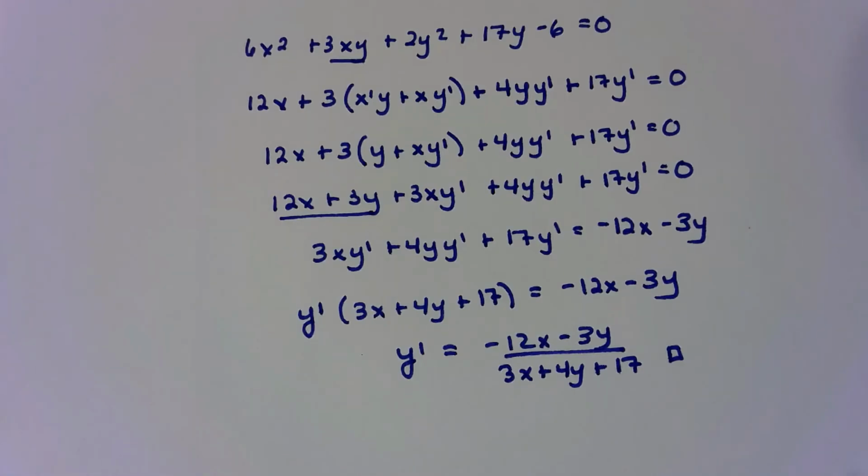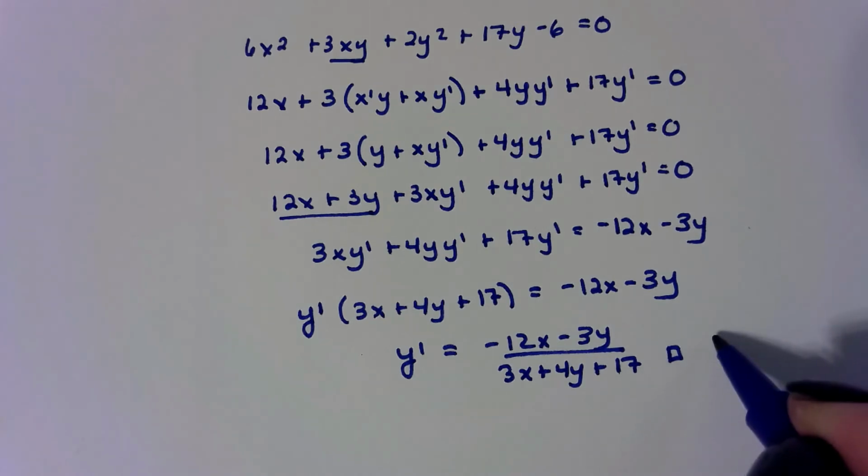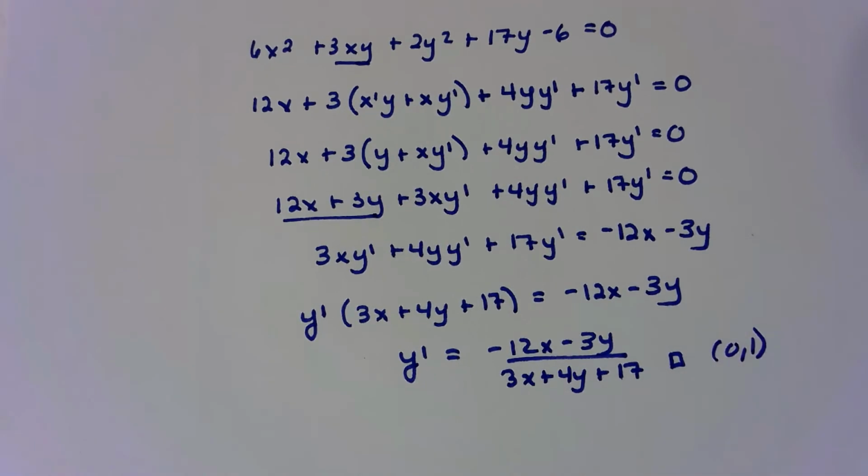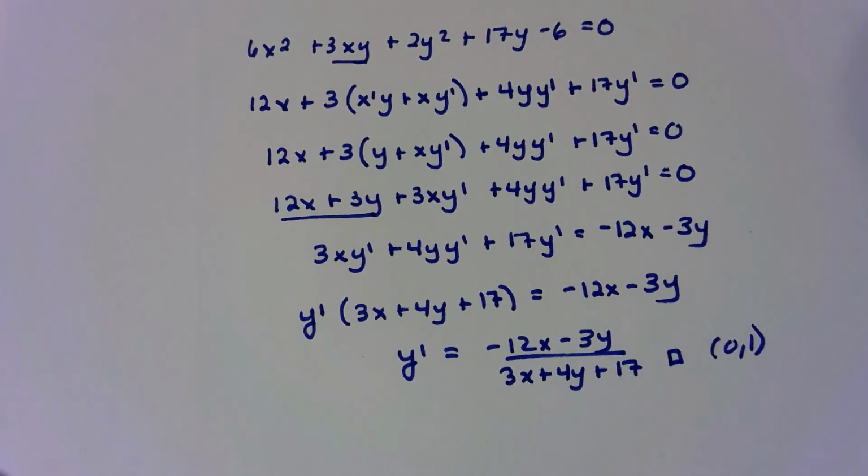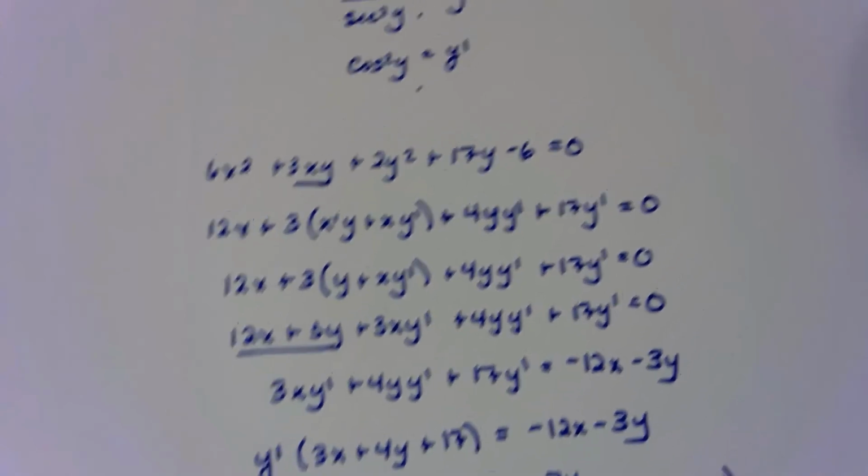They're going to maybe give you a point and ask you, right, this is the derivative. So if I had a point, say maybe (0, 1), I could find the slope of the tangent line, then I could find the equation of the tangent line. But we're not going to do that right now. We're going to focus just on the implicit differentiation part.